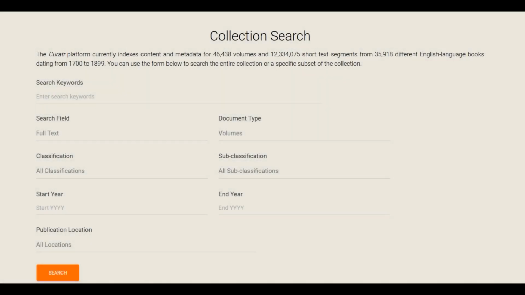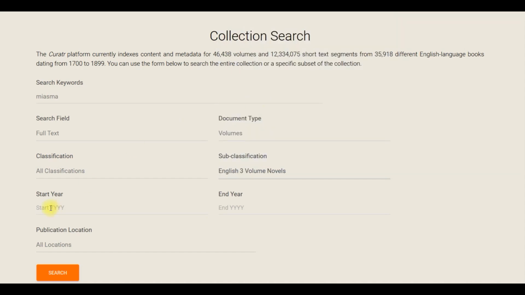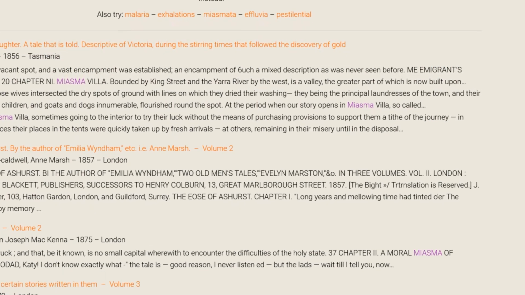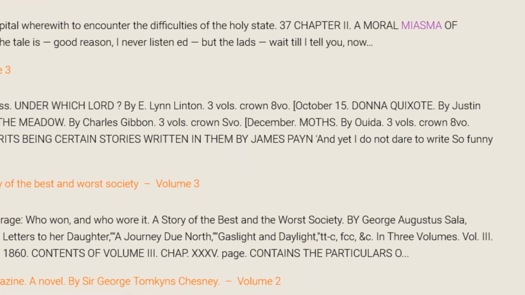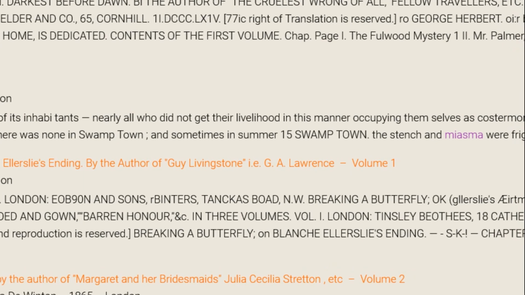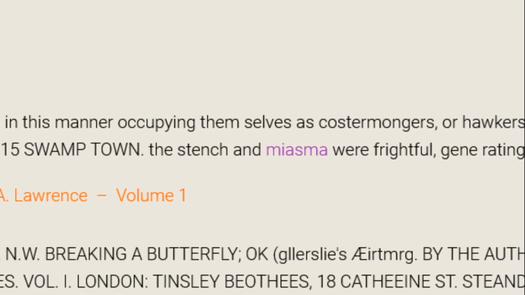You can be much more specific and refine your results. Here is an example of a search for the same word in 3-volume novels between 1840 and 1880. This yields a much more manageable 115 results. This can lead you to lesser known or difficult to find titles. In these examples, we see that miasma is sometimes used metaphorically by novelists, but also in the old 19th century medical sense as a locus of disease and infection.